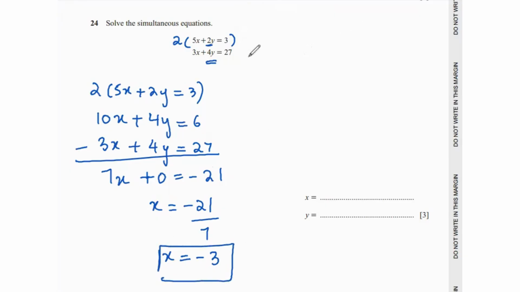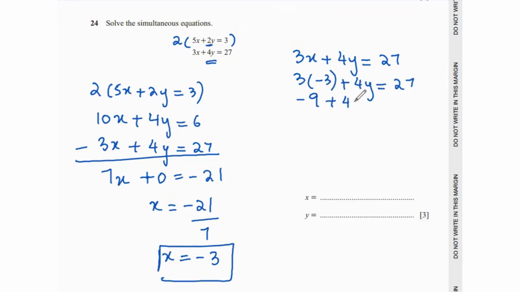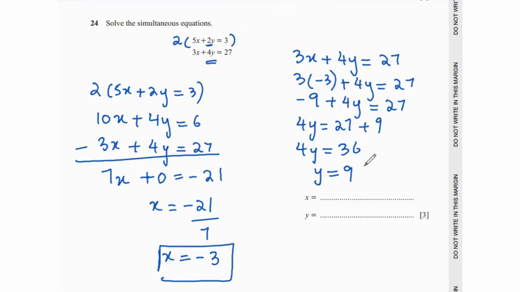To find the value of y, you can put it back into either of the equations. I'm going to pick the second one. So 3 times negative 3 plus 4y equals to 27. Negative 9 plus 4y equals to 27. 4y equals to 27 plus 9. That's 36. And 36 divided by 4 is 9. So when x is -3, y is going to equal to 9. And these are your values.